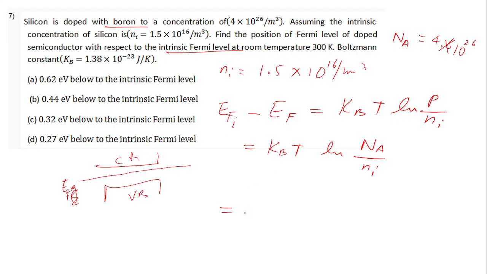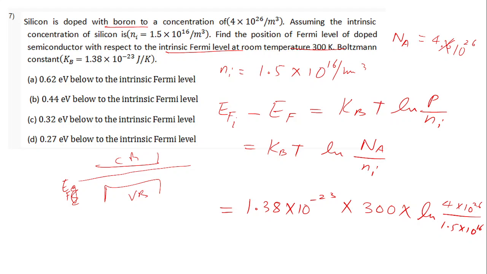When we substitute the values, k_B is 1.38 times 10 to the power minus 23. Temperature is room temperature, 300 Kelvin. Natural log of Na over Ni, where Na is 4 times 10 to the power 26 and Ni is 1.5 times 10 to the power 16 per meter cube. Both are in meter cube, so that is fine.